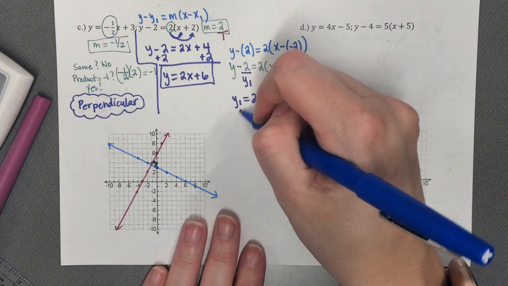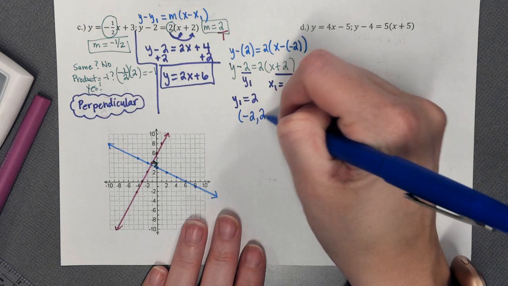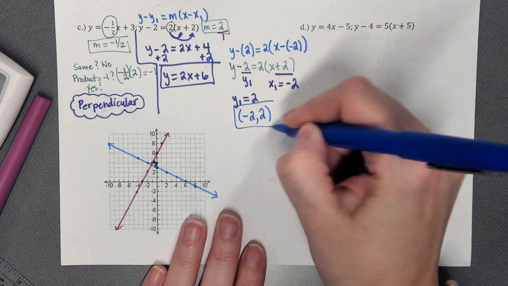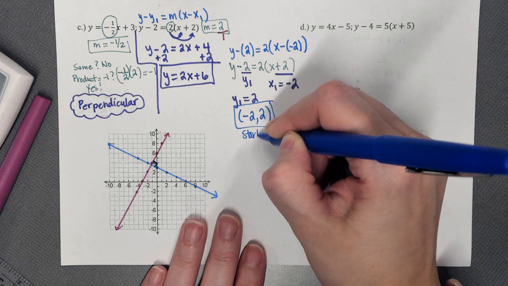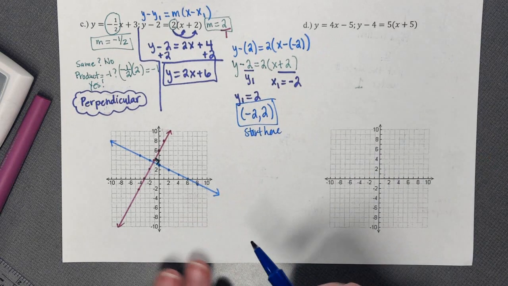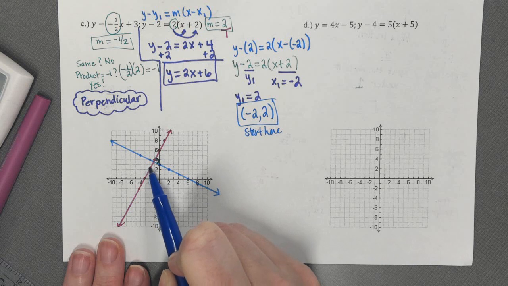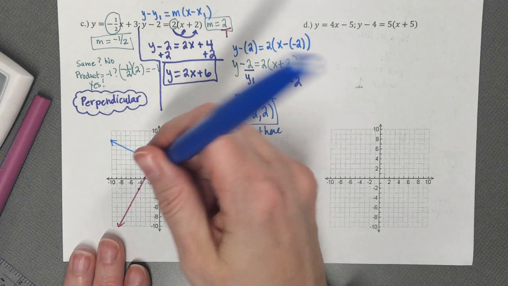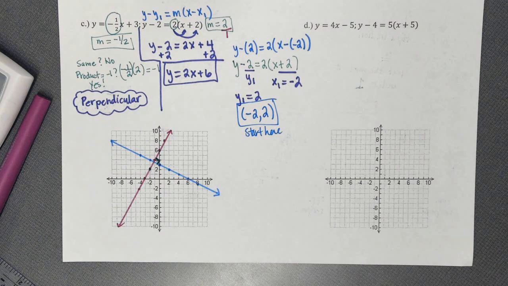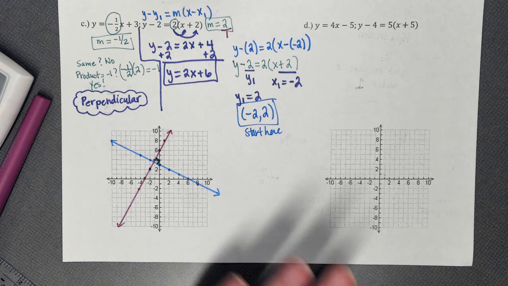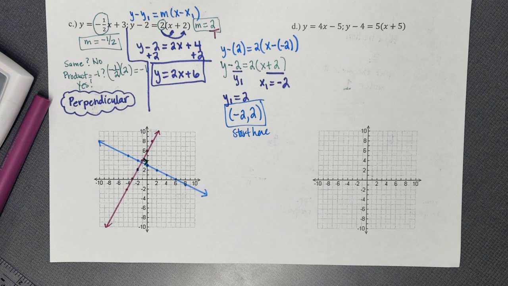So when you pull it out, you could start at this point. Okay, so you could start here instead of your y-intercept. So if you look at negative 2, 2, do you see how that's a point on your line? Right here. And that's what we're going to do for part D.